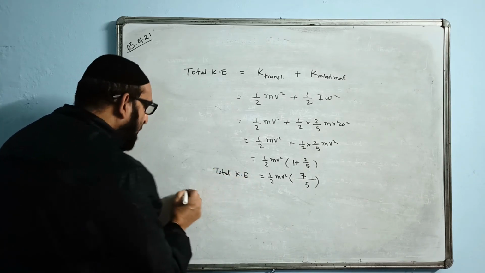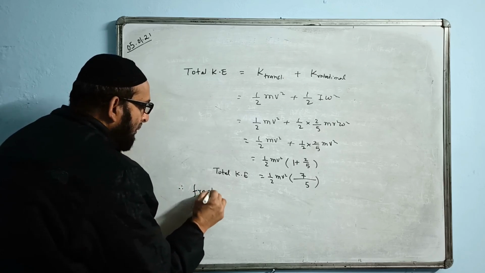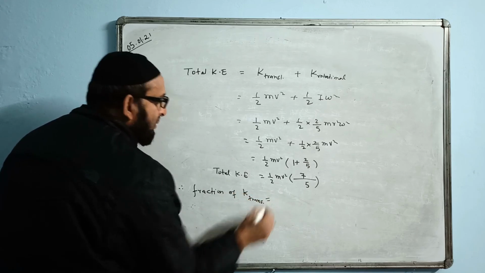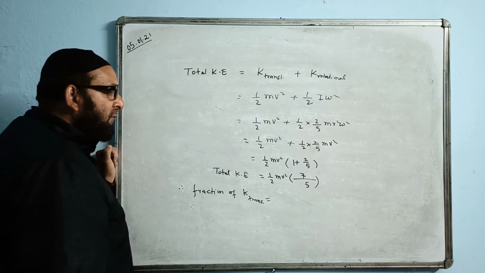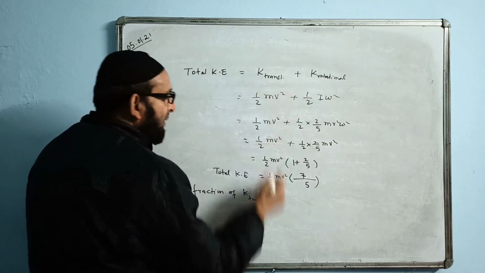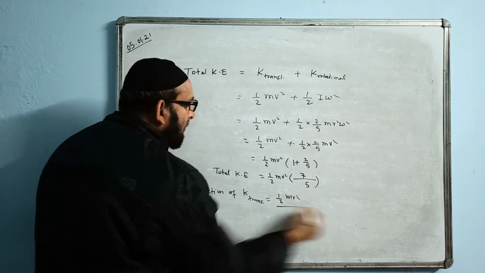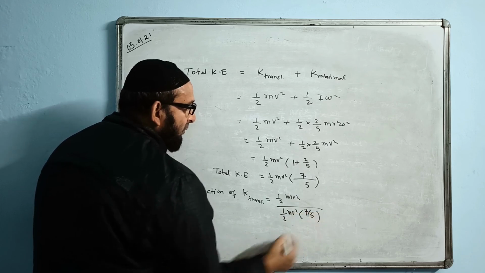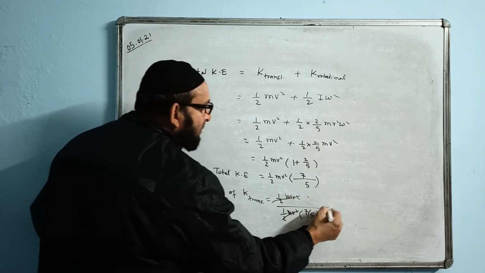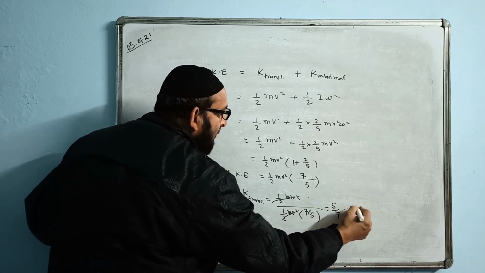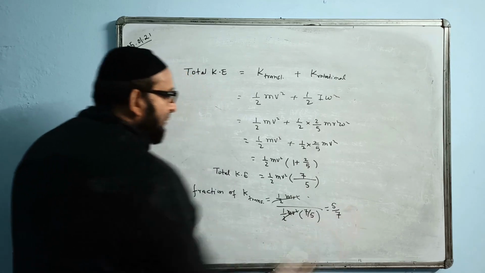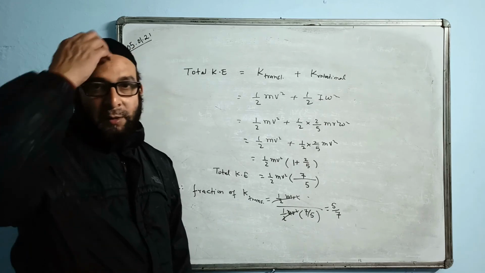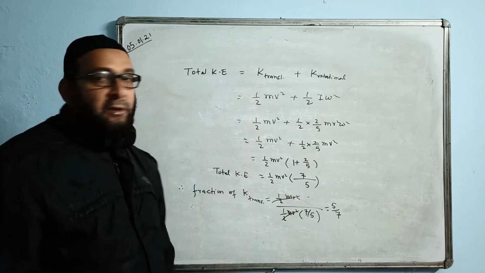Therefore, we find the fraction of K translational, as the question says. The K translational value is half mv square. We write that half mv square out of the total kinetic energy. The total kinetic energy we have is half mv square times 7 by 5. Half mv square will cancel, 5 will come up, 7 will go down. 5 by 7. That means the answer is 5 by 7. So 5 by 7 part of the total energy will be translational.